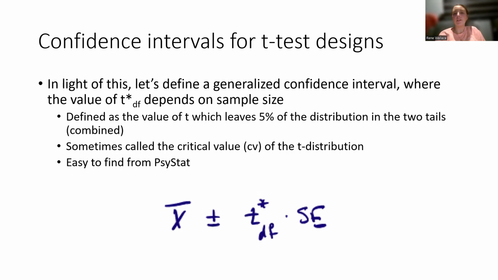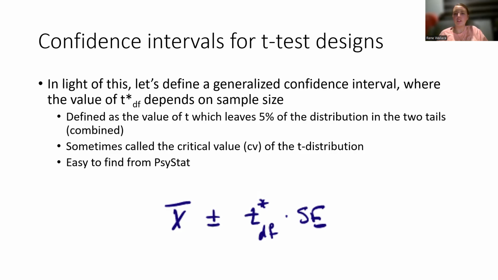So in light of this, we have to define a generalized confidence interval where the value of t asterisk df depends on sample size. We're going to define it as the value of t which leaves 5% of the distribution in the two tails combined. So 2.5% is on one side and 2.5% on the other, but combined, no matter how it breaks down, we're saying that 5% of the distribution, our standard little bell curve, is left in the two tails.